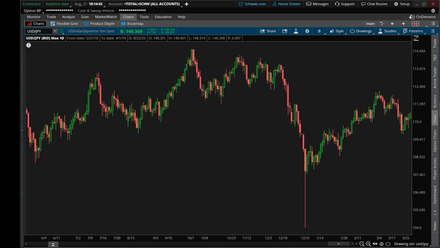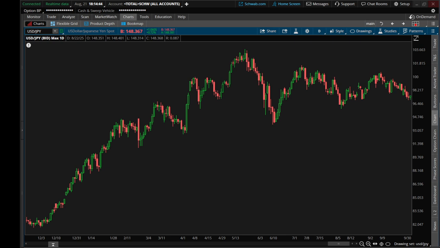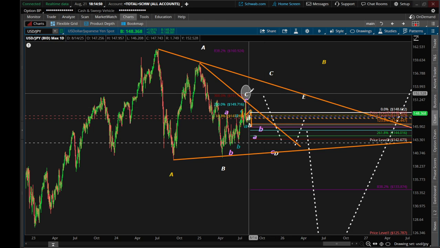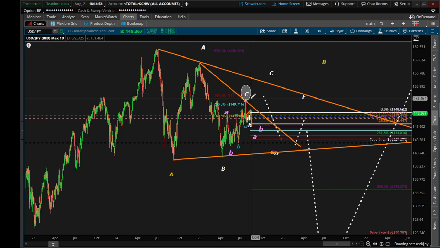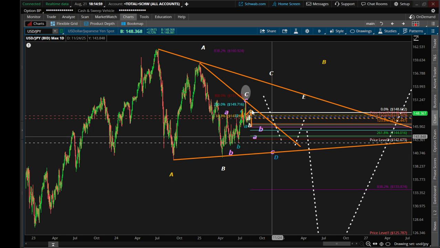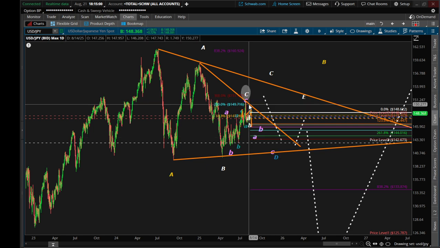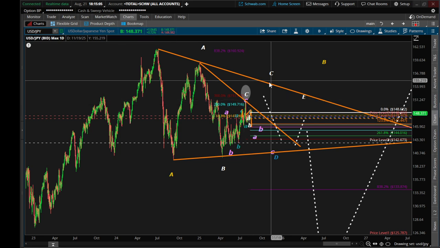So we're almost done here. If I can get this chart to stop, there we go. Alright, so the C leg in the triangle is what I'm anticipating we have completed already, coming down for our D leg. Now, if we break this trend line, that is going to give us our signal that we need to probably take the C leg up to the 154 area.